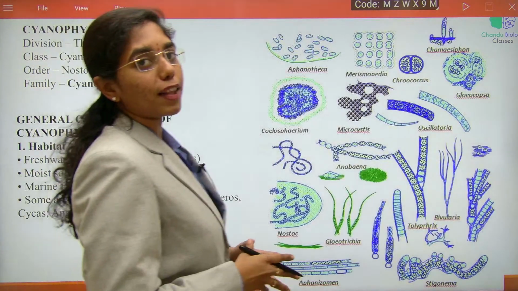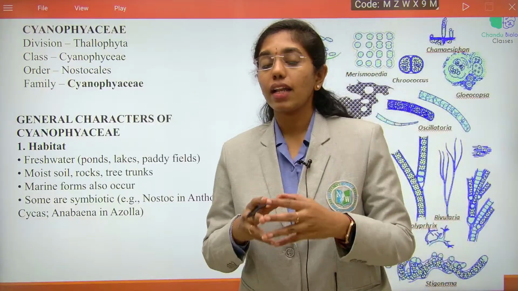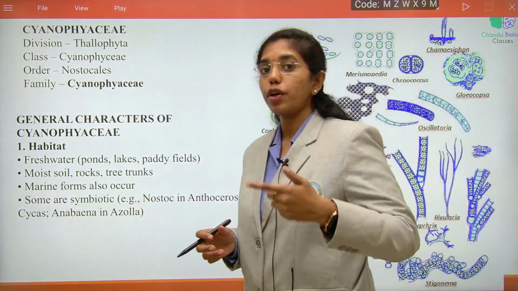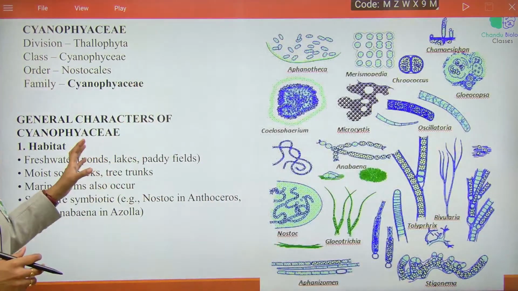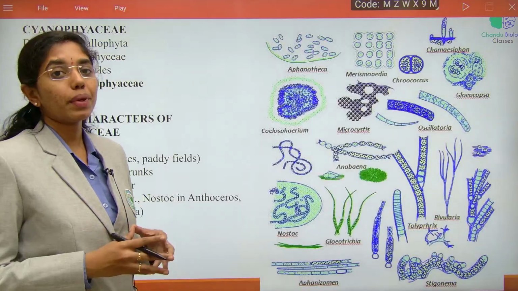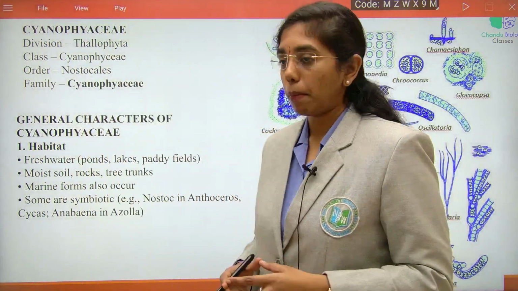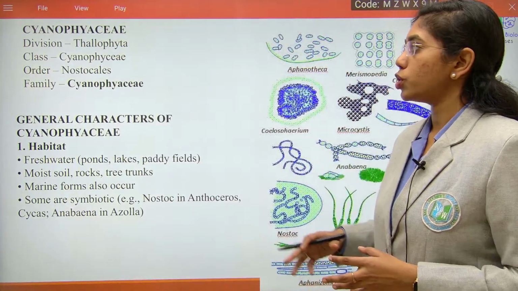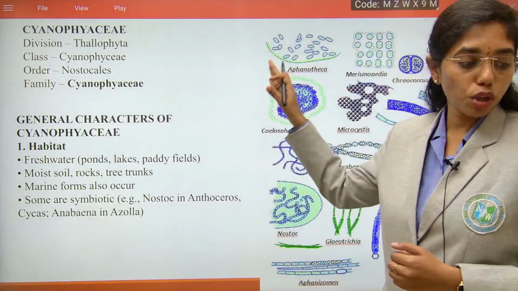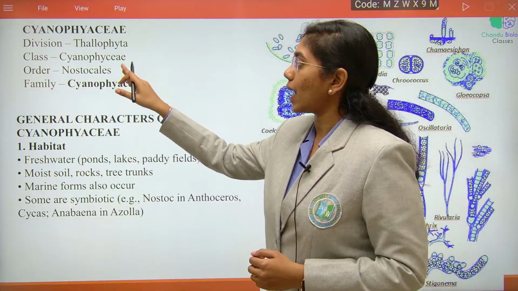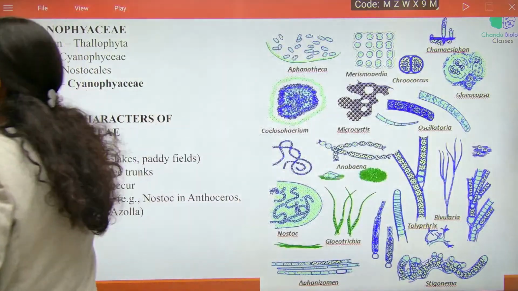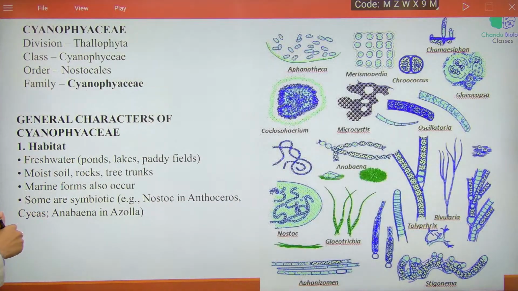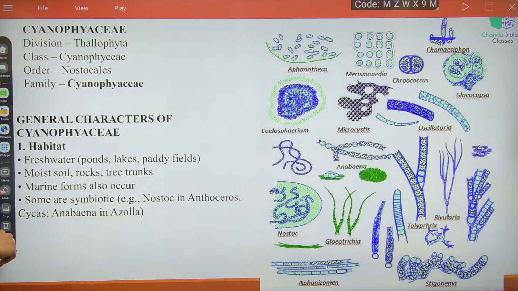Good evening to all. Here we are in our last session of Phycology, and we are also going to begin Mycology today. We are left over with the topic Cyanophyceae, which are the primitive algal members. In the schematic position, the family belongs to the order Nostocales and the class Cyanophyceae, and the division is Thallophyta, because it also belongs to the algal members.